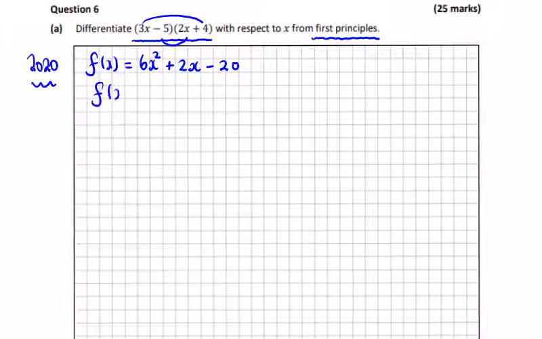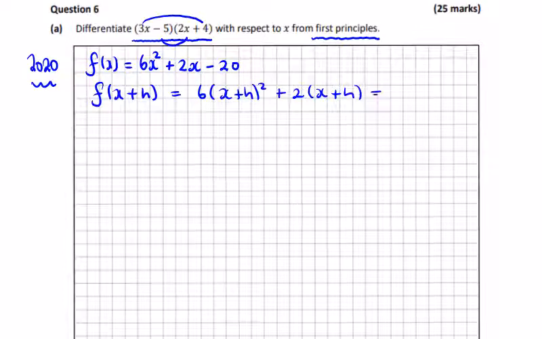f of x plus h, you just follow the same procedure, is equal to 6 times x plus h all squared plus 2 times x plus h minus 20. One thing I always tell my students to do, write down the answer. Well, what if you differentiate 6x squared plus 2x minus 20? You're going to get 12x plus 2. So you should see this appear as you do your answer.